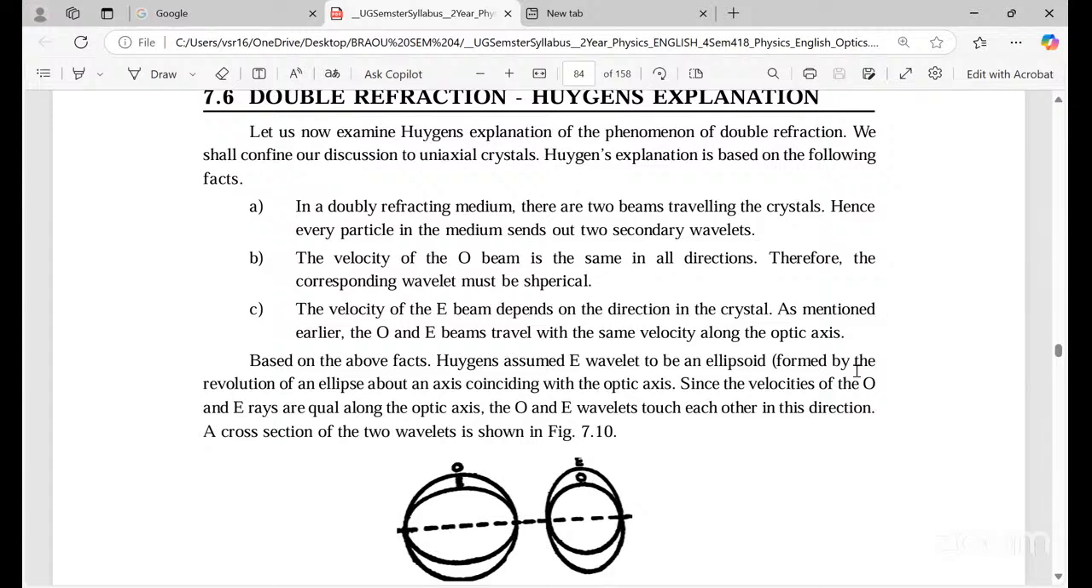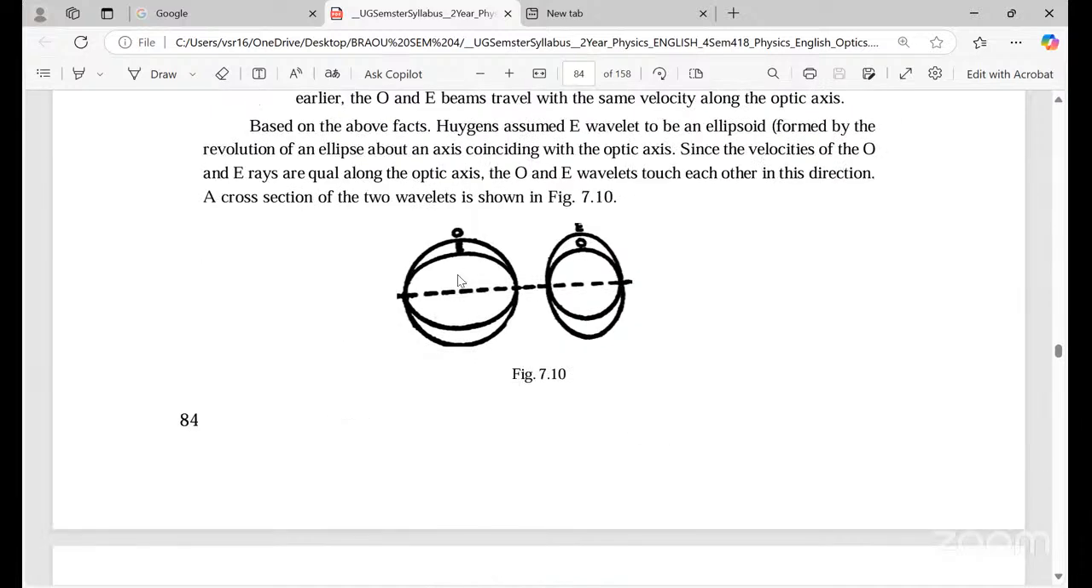So the velocities of the ordinary and extraordinary rays are equal along the optic axis. So ordinary and extraordinary waves touch each other in that direction. See here. Inside is elliptical, outside is ordinary. Here inside is ordinary, outside is elliptical, extraordinary. Extraordinary is in elliptical shape, ordinary is in circular shape. So the extraordinary as well as the ordinary ray for these two are going to be coinciding. Here it is coinciding, here it is.